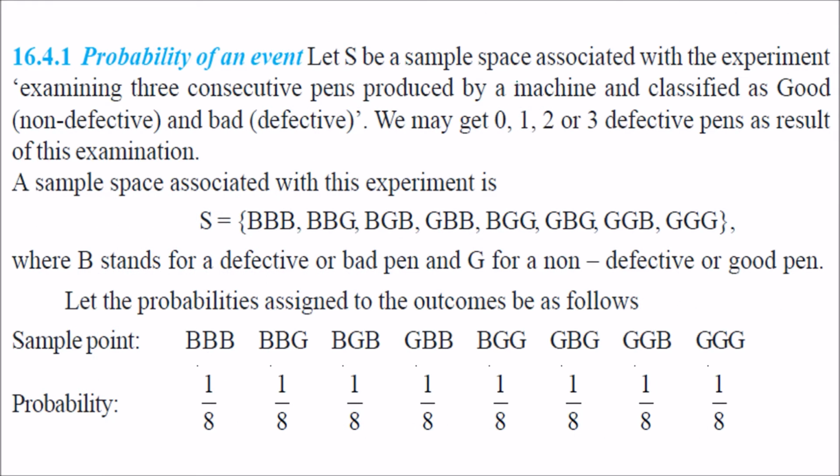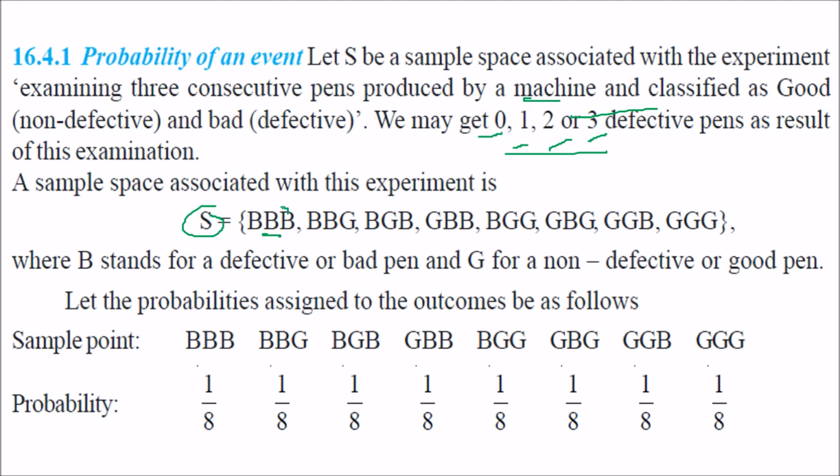So for the probability of an event, take an example: you want to examine some pens coming out of a machine, and you want to tell whether these three pens are defective or not defective. All the pens can be defective, none can be defective, one can be defective, two can be defective. So these are all the possibilities. Let us make a sample space. You know by now how to make this sample space. There are 8 elements here.